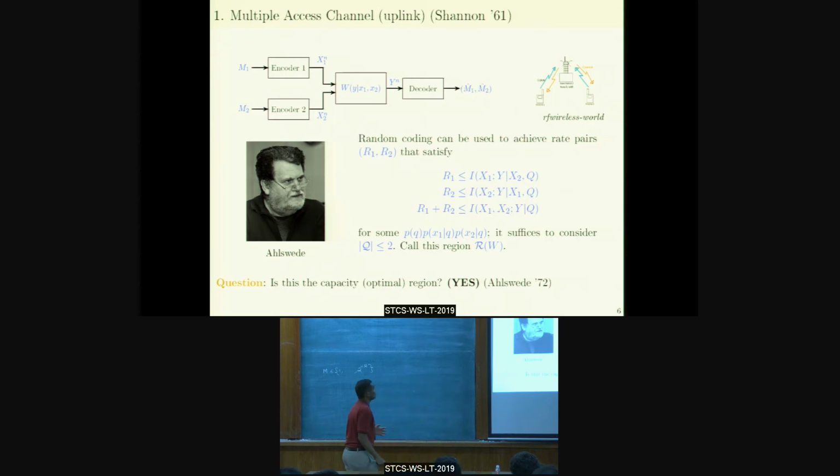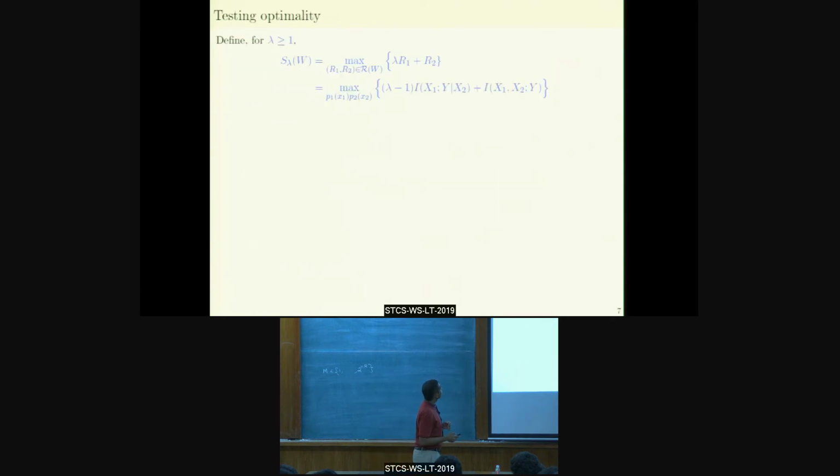So now let's see how you can argue this in a network setting. In a network setting, you have to compare regions. So instead of comparing regions, I'm going to do something else. These regions are convex. Why are they convex? Because you can do time sharing. If you can achieve this pair, and if you can achieve this pair, clearly you can achieve this pair by just using this for an alpha fraction of time and this for a 1 minus alpha fraction of time.